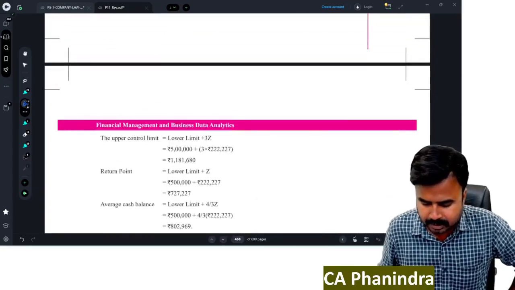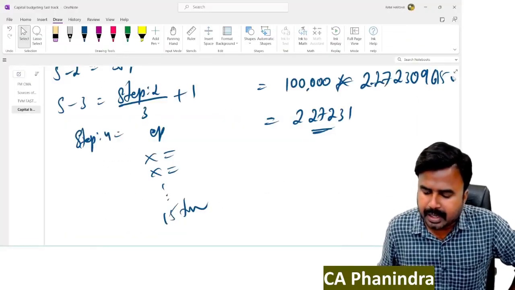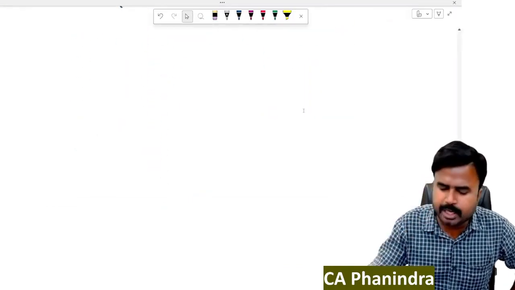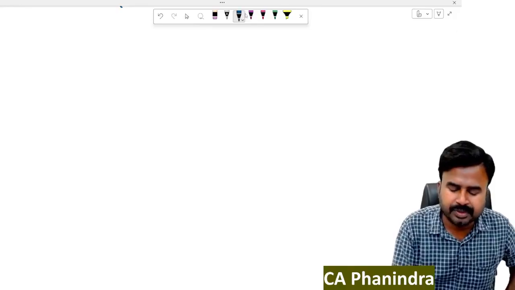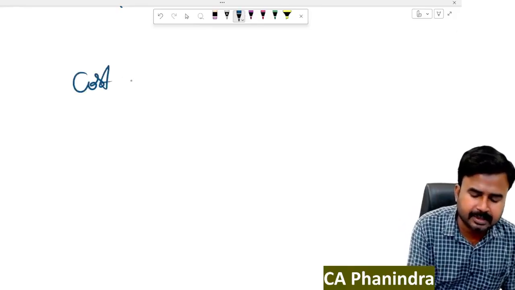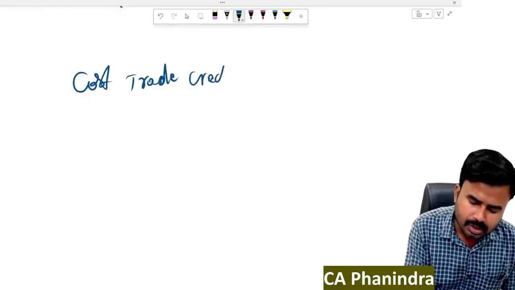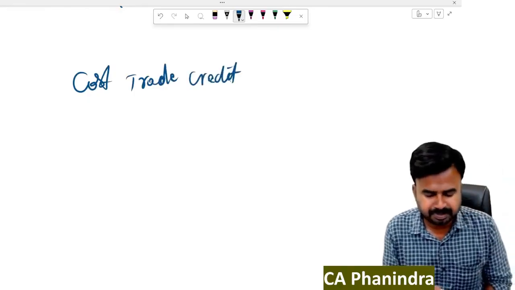under creditors management. Creditors management or payables management. Under payables management, we need to handle one of the aspects called cost of trade credit. This is one of the important areas I must understand. So what is this cost of trade credit?